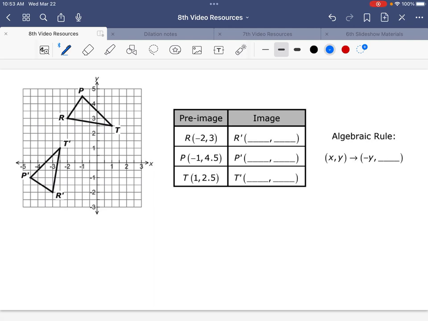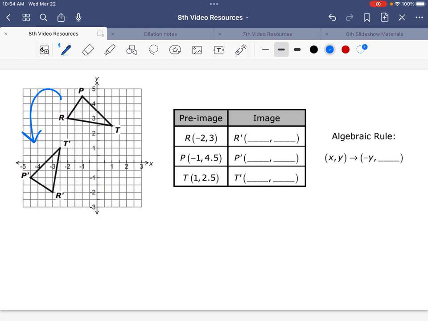Hey guys, today we're going to be looking at different kinds of rotations. So right now we are given a coordinate plane with two different graphs. So we have triangle RPT and triangle R prime P prime T prime. We're already given the coordinates of triangle RPT, and now we want to find the coordinates of the image because it has been rotated. We've turned it, and we're trying to identify the algebraic rule.